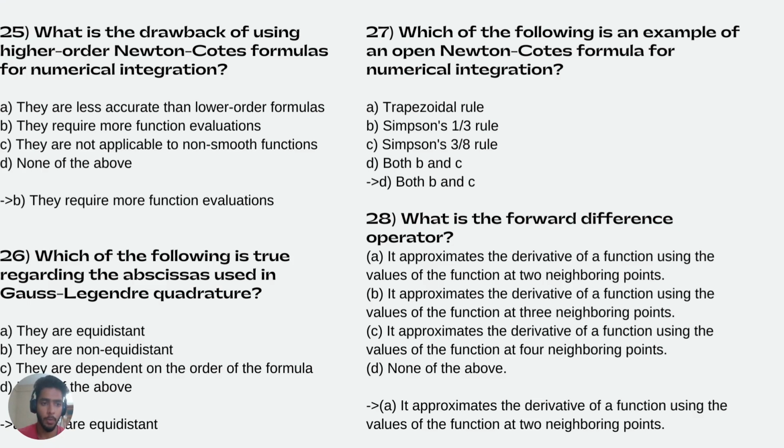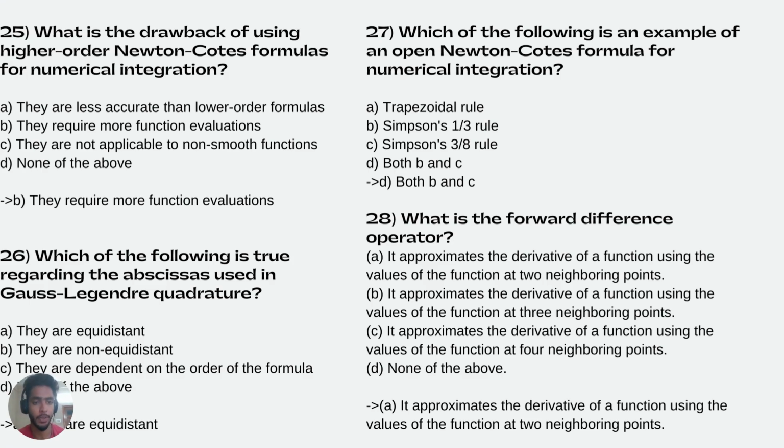What is the drawback of using high-order Newton-Cotes formula? In the previous video, I have already explained that if we use a high-order formula, the complexity can increase way too much. The memory required can increase way too much. The chances of error are also increased drastically. Hence, going by the options, option B clearly mentions that they also require more function evaluations. Hence, option B is going to be the answer.